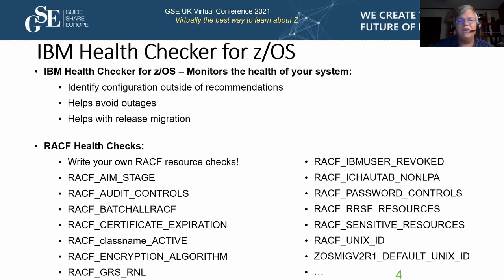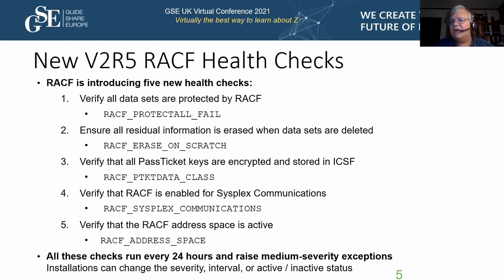So the new 5 that we are introducing in z/OS V2R5, a check that will harass you if you have not put yourself in PROTECTALL FAIL mode. PROTECTALL FAIL mode is the mode that says if there is no RACF profile for a data set, then access should not be allowed. So PROTECTALL FAIL, it's been a recommendation for years and years and years. This health check will raise an exception if you do not have PROTECTALL FAIL enabled.